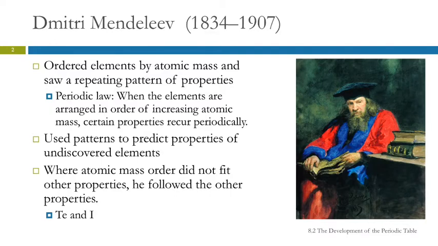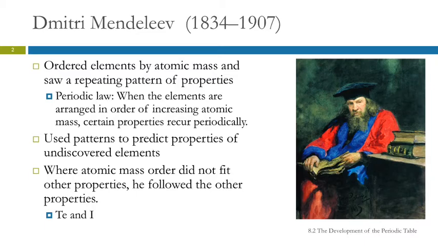So Mendeleev ordered the elements by atomic mass and saw that there were repeating patterns. We've talked about this. It's the periodic law. When the elements are arranged in order of increasing atomic mass, certain properties recur periodically. And that's why this is called a periodic table. I know, coming up through school, I never really thought about why is it the periodic table? It's because the properties repeat periodically.